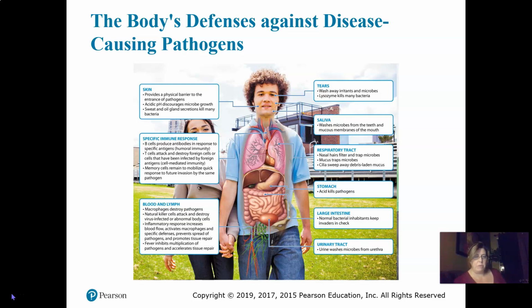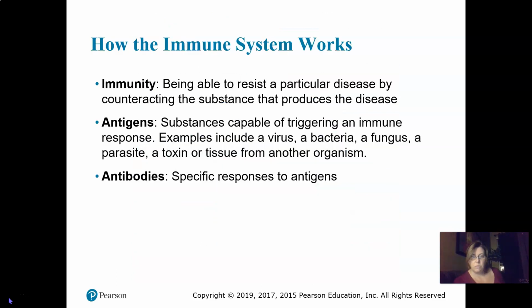We have specific immune responses. B cells produce antibodies in response to specific antigens. T cells attack and destroy foreign cells, or cells that have been infected by foreign antigens. Memory cells remain to mobilize quick response to future invasion by the same pathogen. So our body really does have a lot of adaptive responses to disease-causing pathogens.